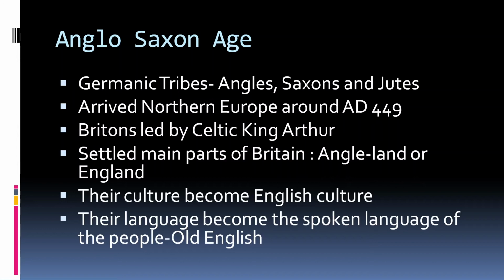So let's see who the Anglo-Saxons are. The Anglo-Saxons are actually Germanic tribes. There were three main Germanic tribes: Angles, Saxons, and Jutes. These three tribes, as well as some other tribes, arrived in northern Europe around 449 AD, and they tried to invade England. At that time, King Arthur was there.